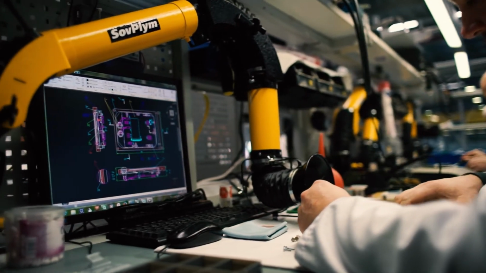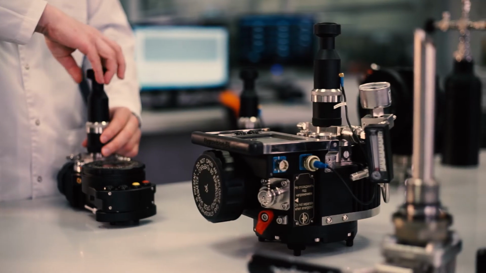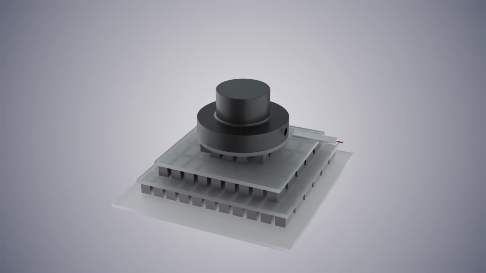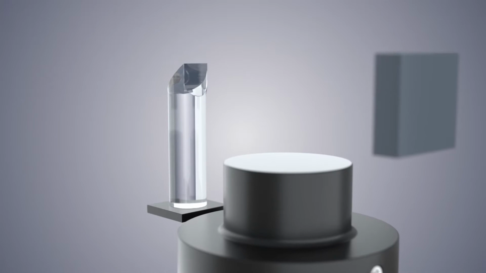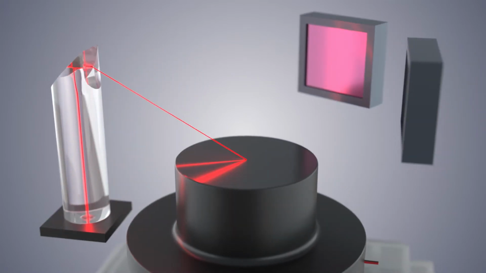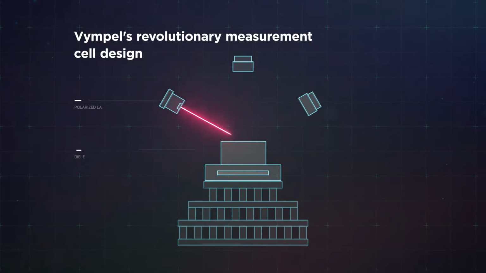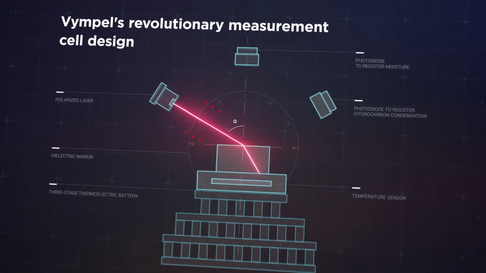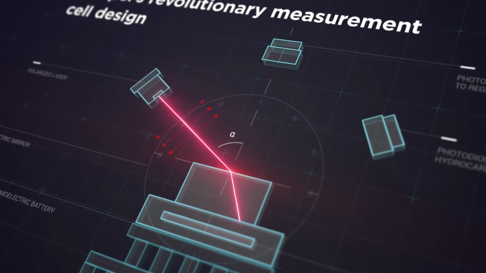A revolutionary method for measuring the hydrocarbon condensation temperature has been developed by the Vympel company. This method uses laser-based interferometric analysis and is based on the phenomenon of total refraction. Vympel's design features a vertically polarized laser as a light source and a chilled mirror made of a dielectric material. The vertically polarized light from the laser strikes this mirror at a specific angle, known as the Brewster angle. This results in total refraction of the laser beam.